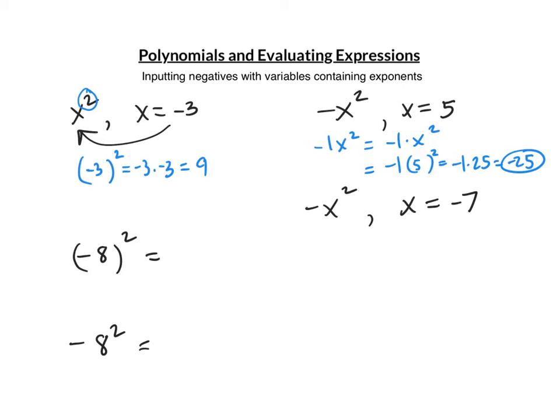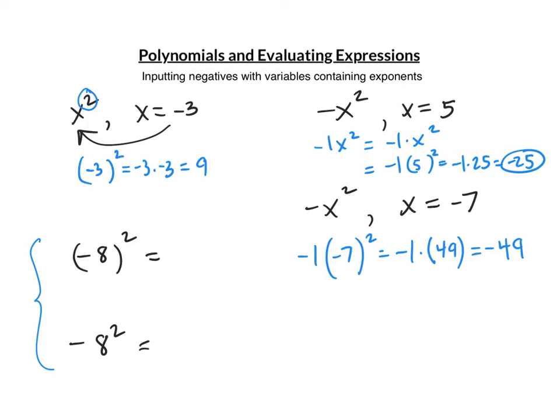So if I plug in a negative, again you need those parentheses. This is negative 1 times something squared, in this case, negative 7. This is negative 1 times negative 7 squared, which is negative 7 times negative 7, which is positive 49, and I get negative 49. Now the reason I'm pointing this out is because students goof this up.